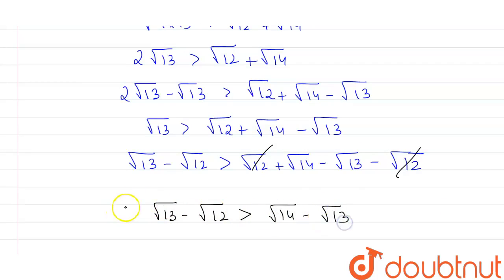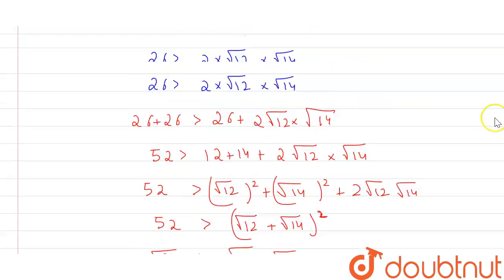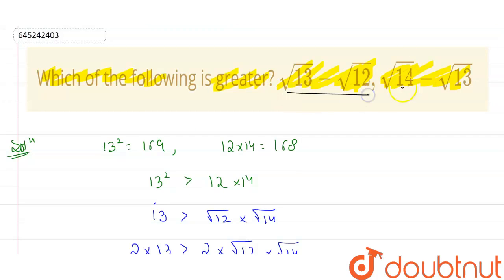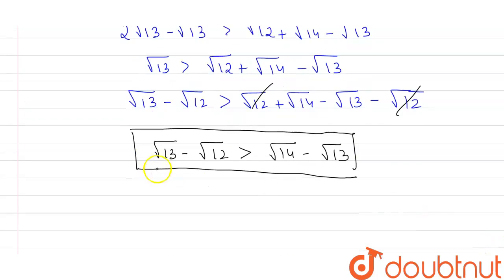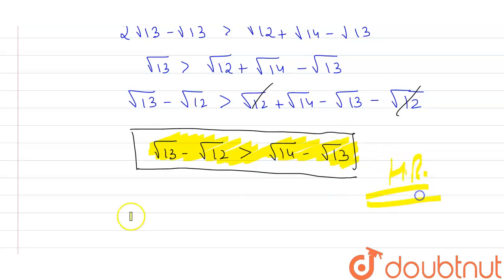And if you notice the question, we have to find the greater value. The values are root 13 minus root 12 and root 14 minus root 13. So the LHS part is root 13 minus root 12, and the RHS is root 14 minus root 13. So I can say that root 13 minus root 12 is greater than root 14 minus root 13. This is what we had to prove, so hence proved.